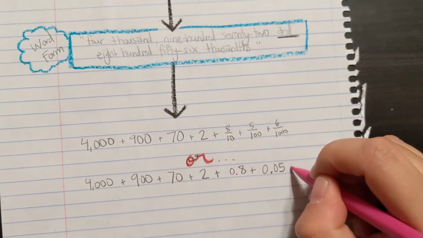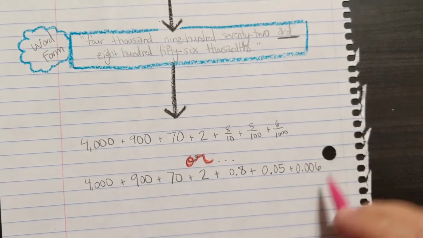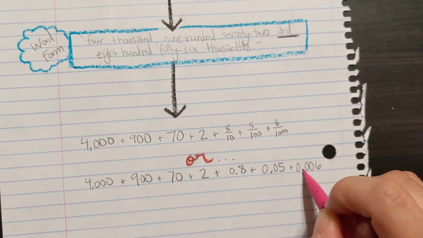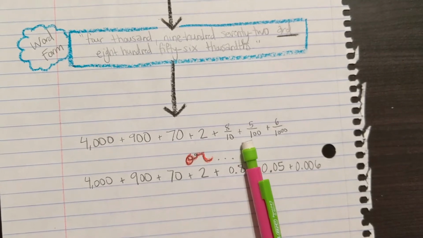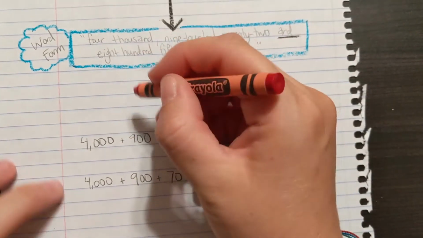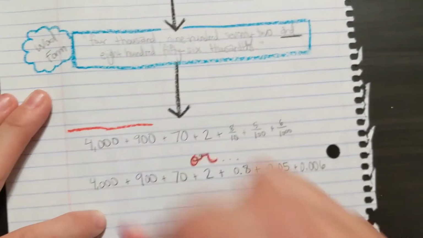And lastly, how do you write 6 thousandths? You have to have a 6 in the thousandths and the rest are zeros. Make sure those decimals are very clear. And that is how you would do it in expanded form, either using fractions or just decimals. Whatever way you choose to do it is fine. Usually on an assignment or on a test, they'll tell you exactly what they're looking for.